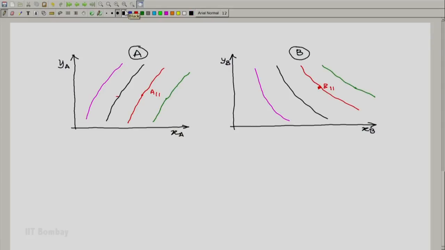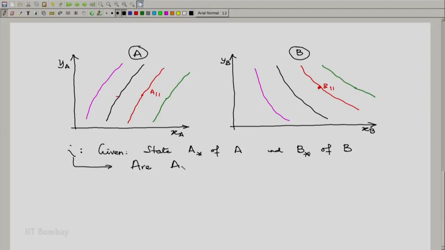Now, what is the use of all this? The use of all this is to answer the following question. Let us say given a state, let me call this A star of A and B star of B. Then the question is, are A star and B star isothermal? And how do we answer the question?